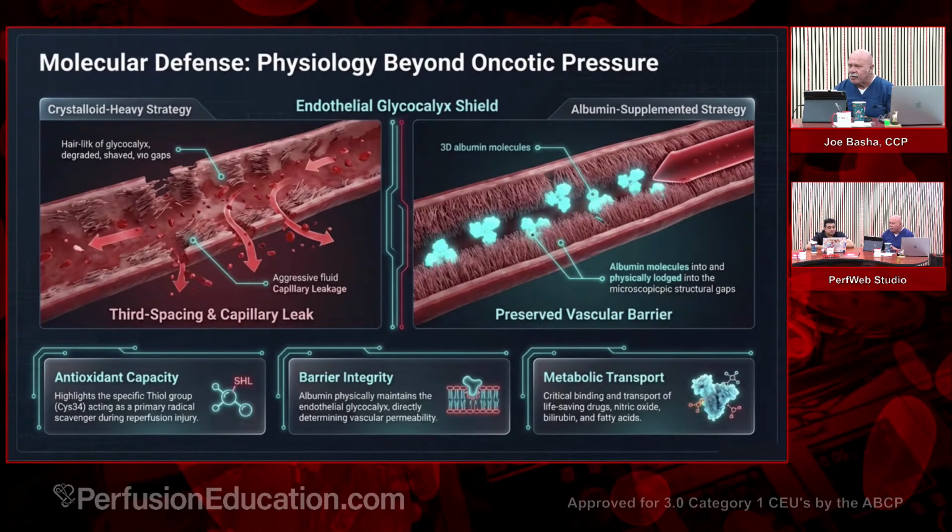In fact, an albumin level below 2 is considered an independent predictor of mortality, much in the same way that I think it's 28 mics per minute of norepi sustained has a 100% predicted mortality. Albumin below 2 is not quite that dramatic, but it is an independent indicator of mortality. But it has antioxidant capacity, barrier integrity, and metabolic transport. We need proteins for so many of our drugs.